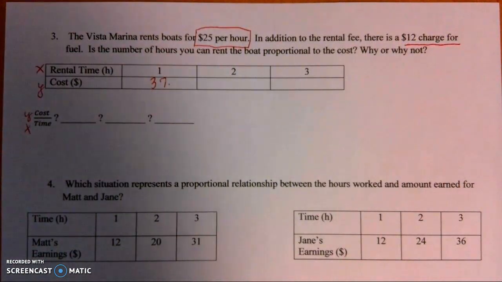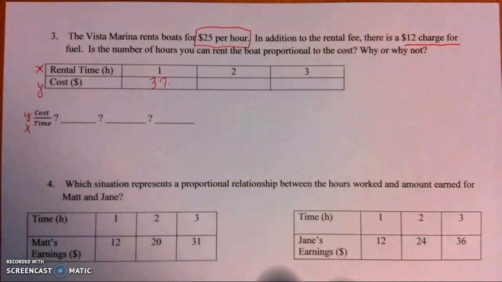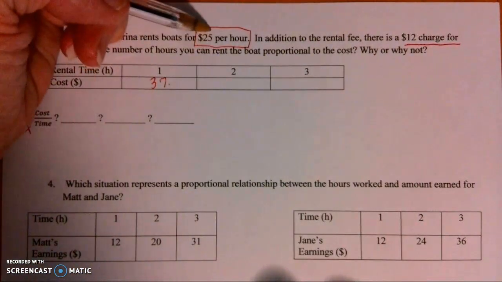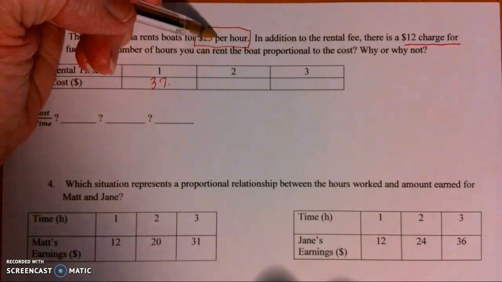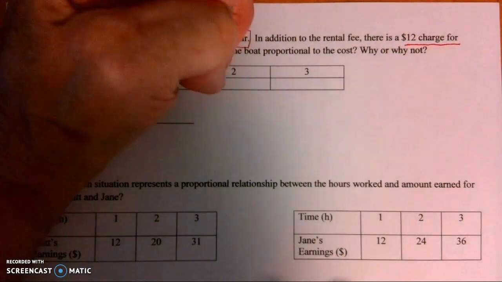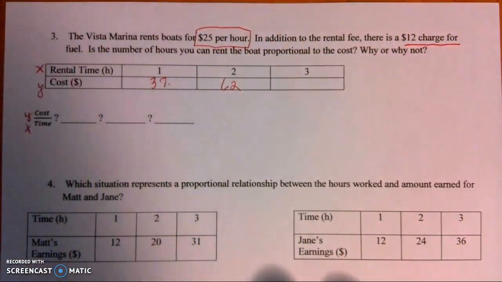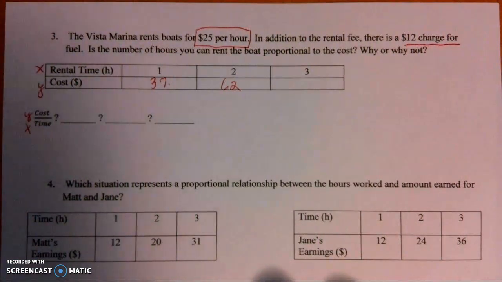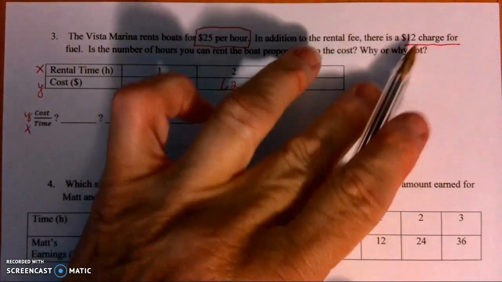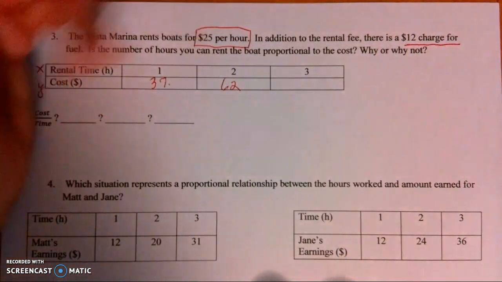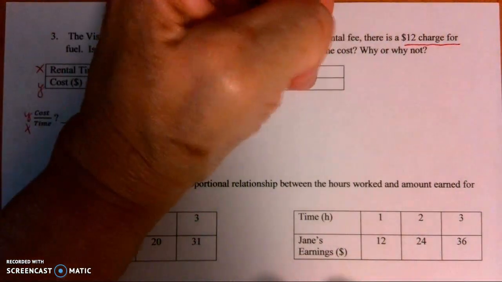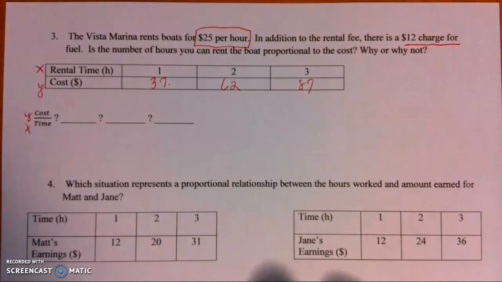Now, the second hour, if I rent it for 2 hours, I only pay that $12 fee once. But I'm renting it for 2 hours, so that's $50 plus 12, which is $62 for 2 hours. And then, again, the $12 fee, 3 times 25 is $75. It will cost me $87.